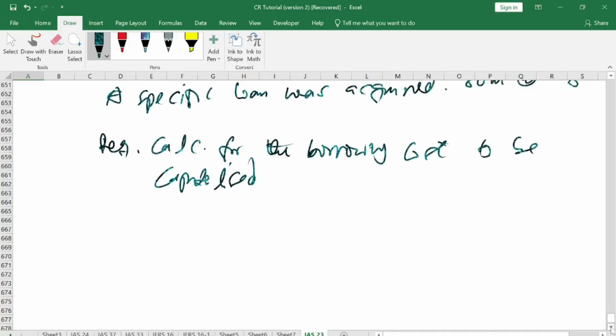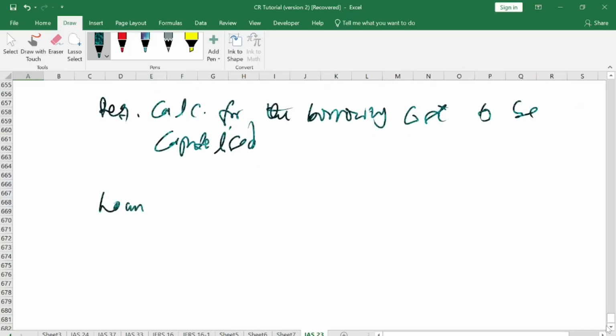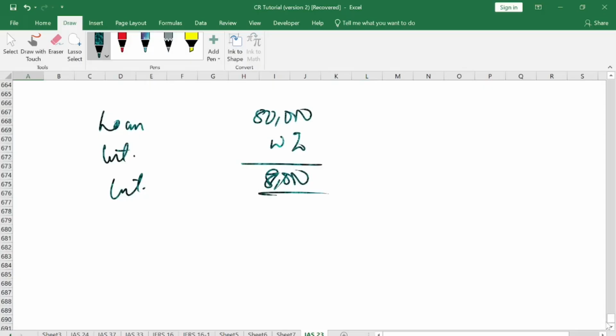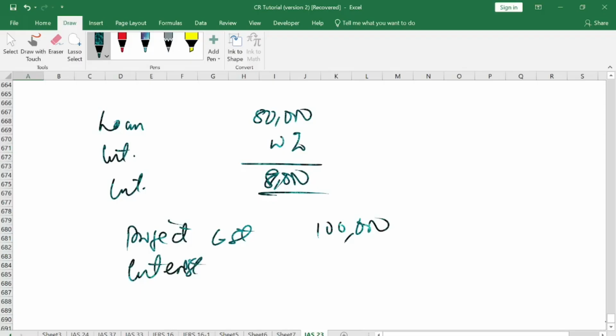So how do we go about it? It's simple. You have your loan of how much? The loan is 80 million, or 80,000. The interest is how much? 10%. So you'll have 8,000 interest. Simple. Then what is the cost of the project? Project cost of 100 million, which is 100,000. And then you have interest on the loan that you acquired, 8,000.